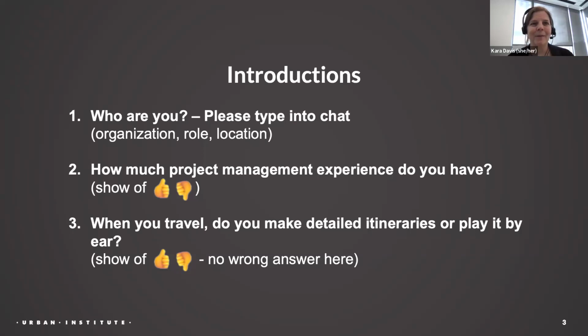Okay. And then the third question is just when you travel, I'm wondering if you're the type of person who makes a detailed hour by hour itinerary, or if you're more of a play it by ear sort of person. And just to be clear, there's room for both in project management. We got a lot of play it by ears, couple itinerary makers.